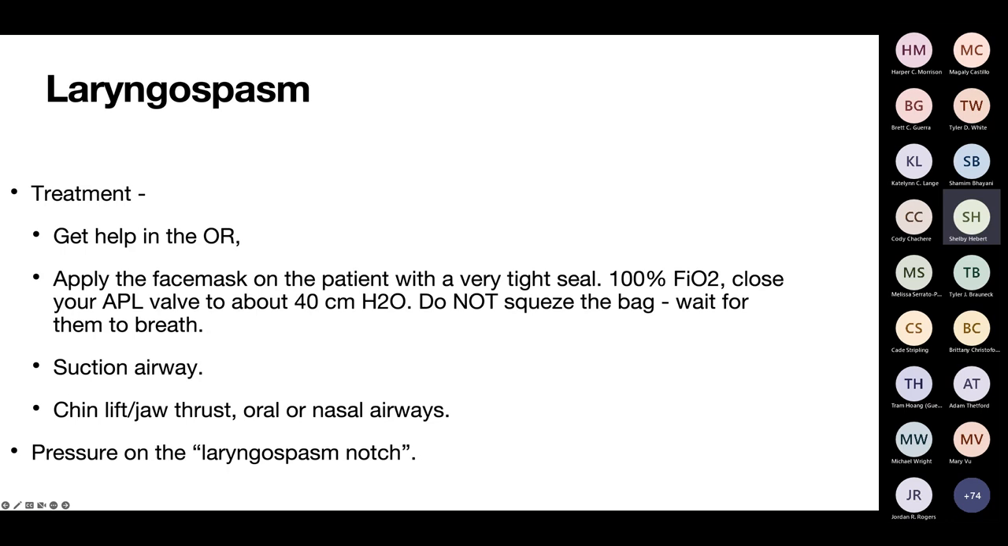So use both your hands on their face to get a good seal because you've closed the APL. So it's going to put pressure on it, and you're just going to close it, apply a good face mask, and then wait on them to breathe. Usually this positive pressure is going to be enough to break that laryngospasm. If it's not, first of all, make sure you've got a good seal. Second of all, consider moving on to something very quickly, especially if they start to decompensate.